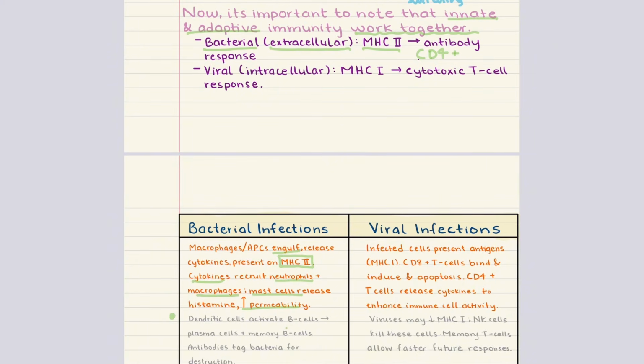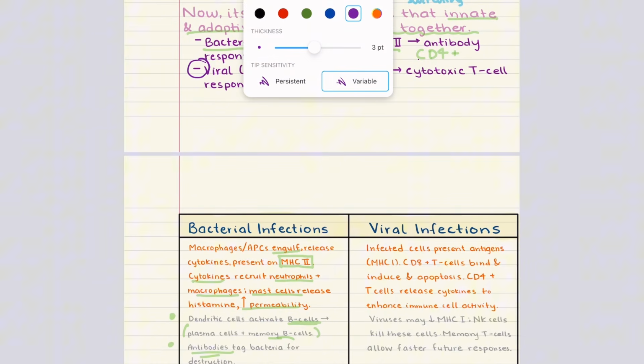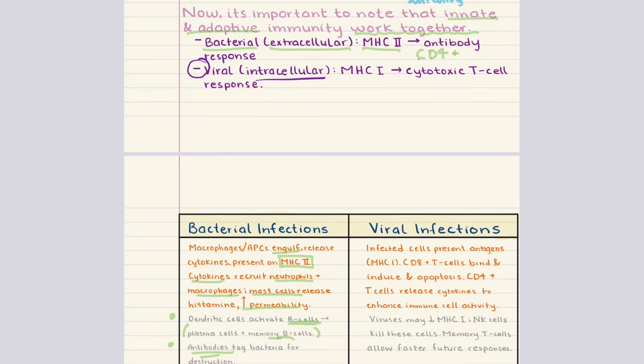Meanwhile, dendritic cells carry bacterial antigens to the lymph nodes where they activate B cells. These B cells differentiate into plasma cells, which produce antibodies that can opsonize the bacteria, neutralize toxins, or trigger complement activation for direct bacterial lysis. Memory B cells are also formed. Those are going to provide us with long-term protection. Now we're going to compare that to viral infections, which involve intracellular pathogens.